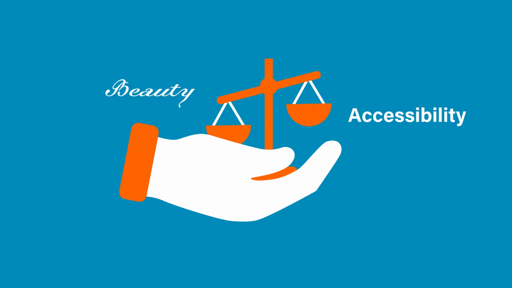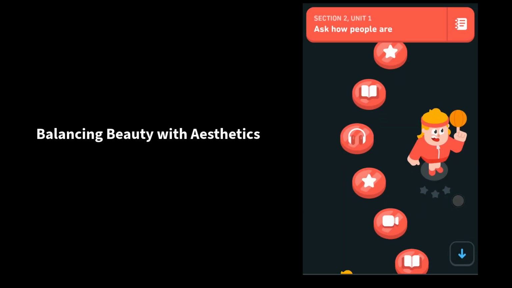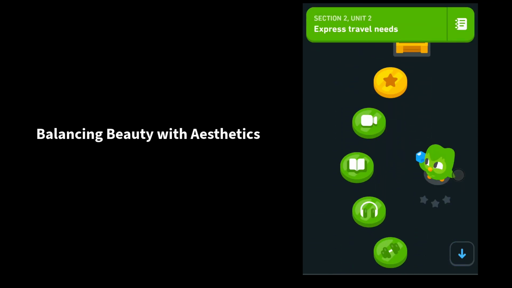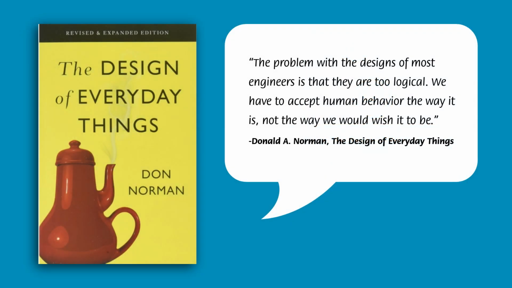Accessible color design doesn't limit creativity. Instead, it helps to refine it. Integrating inclusive palettes, icons, and flexible contrast makes platforms like Duolingo not just visually pleasing, but universally usable. As Don Norman reminds us in The Design of Everyday Things, good design is human-centered.